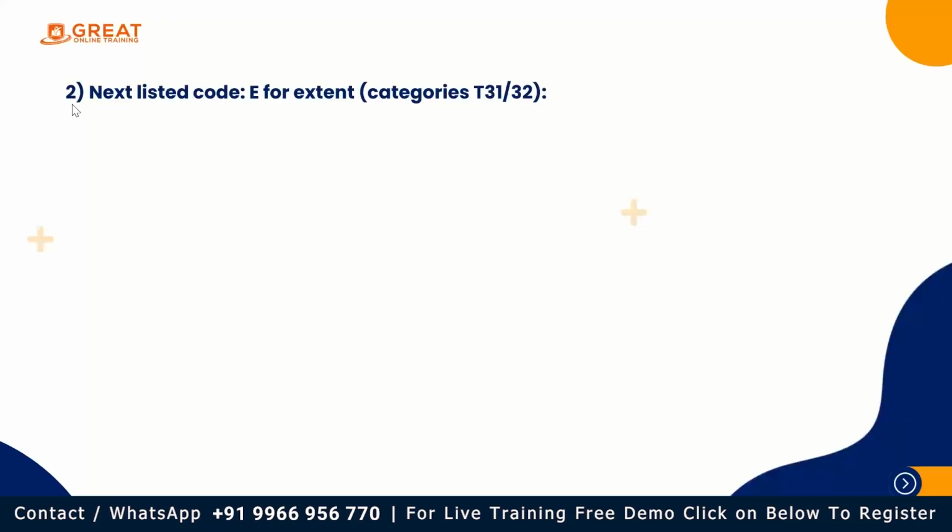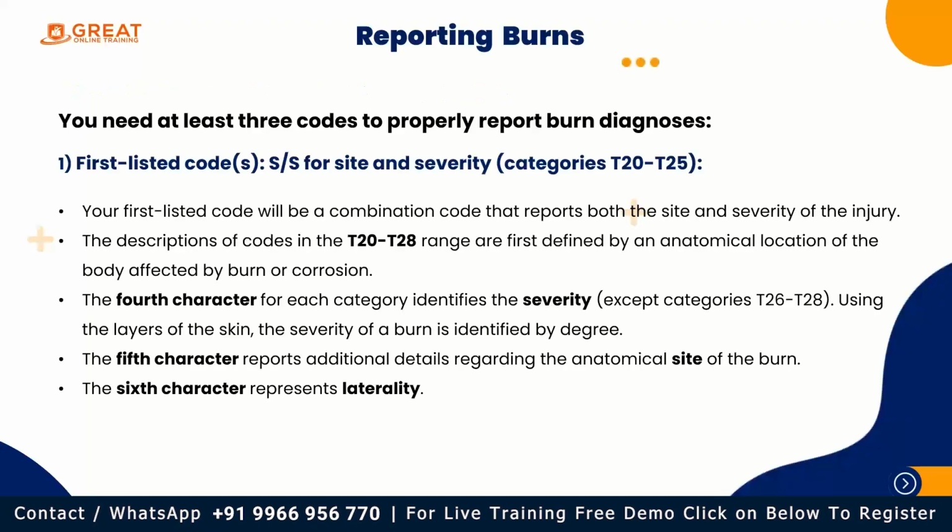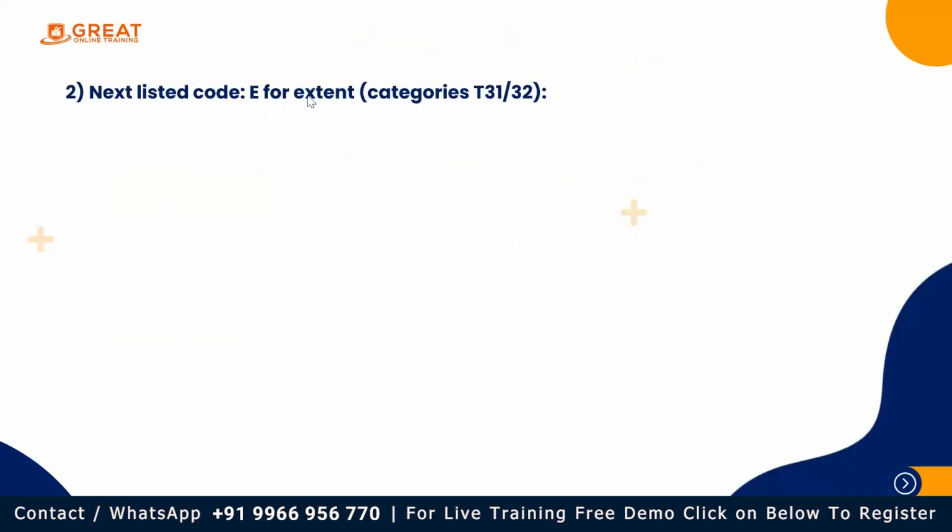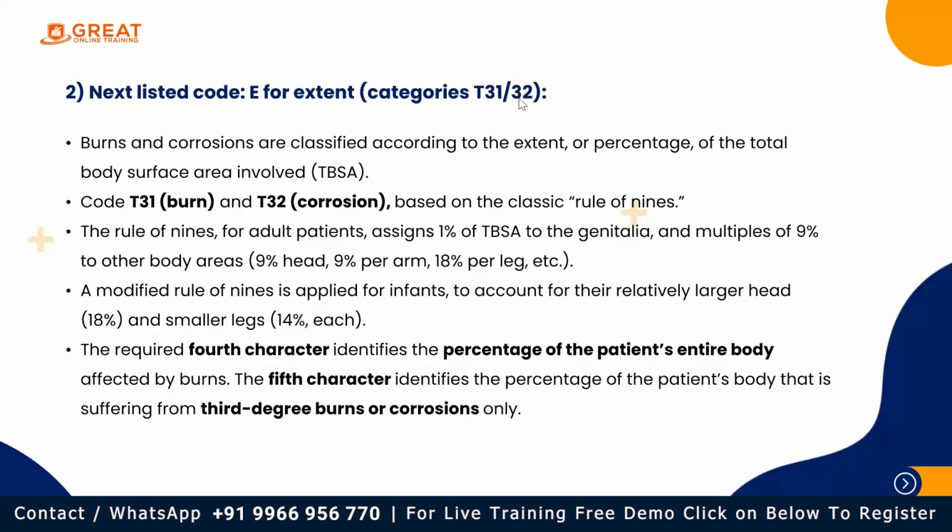Sometimes you need to assign multiple codes from this category, only from T20 to T25, if multiple sites are involved. But after coding this, you have to assign a code for extent from category T31 or T32. T31 is for burn and T32 is for corrosions. So burn and corrosions are classified according to extent or percentage of total body surface area involved, TBSA. Code T31 for burn and T32 for corrosion based on the classic rule of 9.